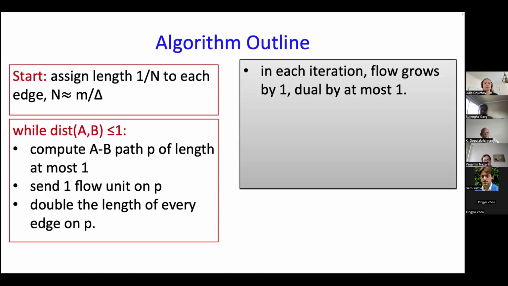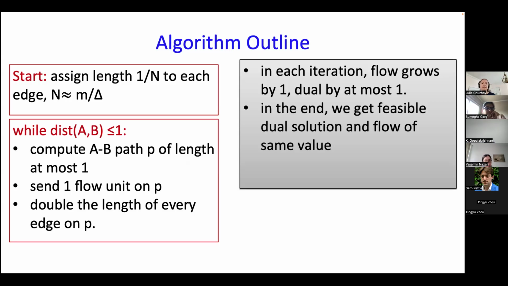So now why does it work so well? In every iteration, the flow grows by 1. The dual solution cost, which is the total length of all the edges, grows by at most 1. Why? Because I take a path whose length is at most 1, and I double the length of every edge on this path. And in the end, we get a feasible dual solution because the length of every A to B path becomes at least 1. And we also get a flow whose value is at least as large as the value of this dual solution, which means we get an almost optimal flow.